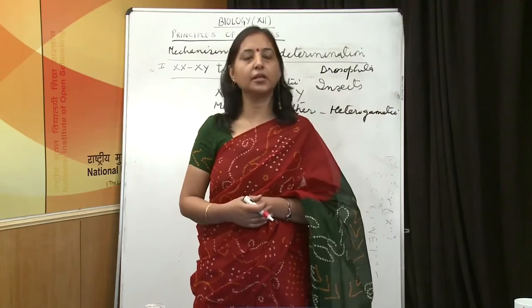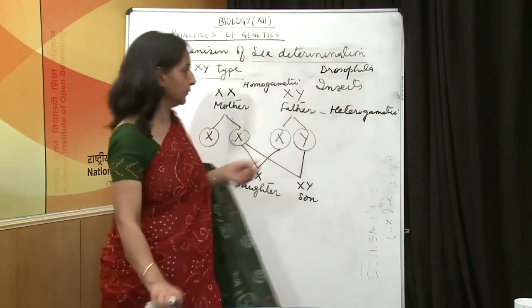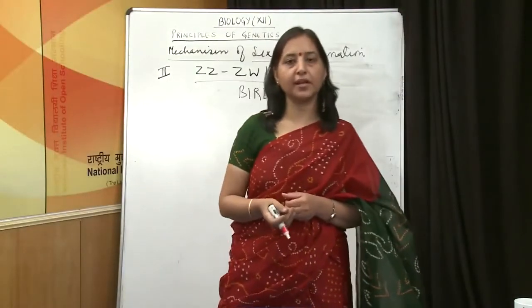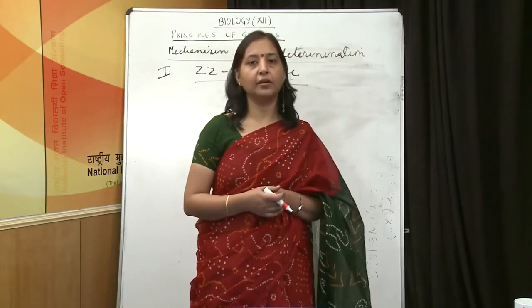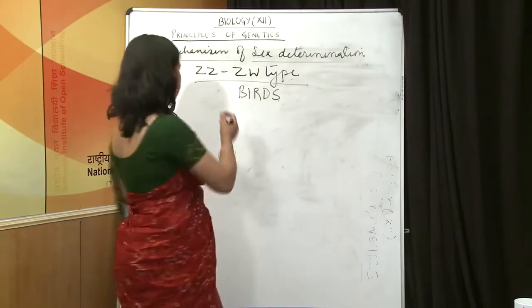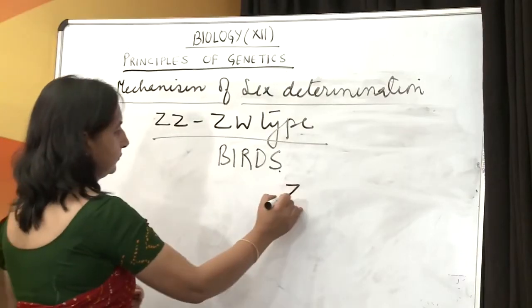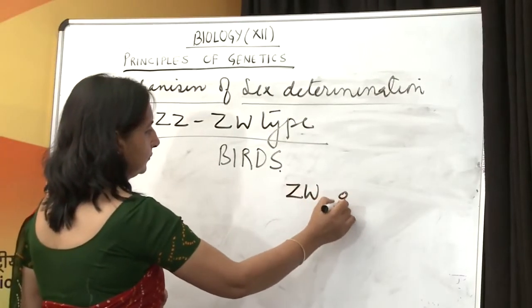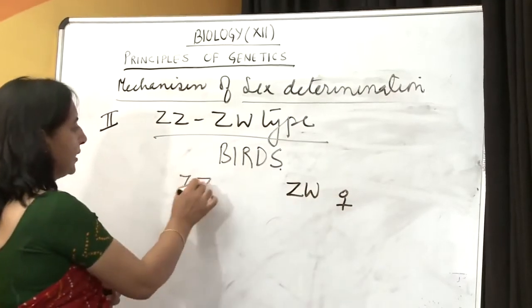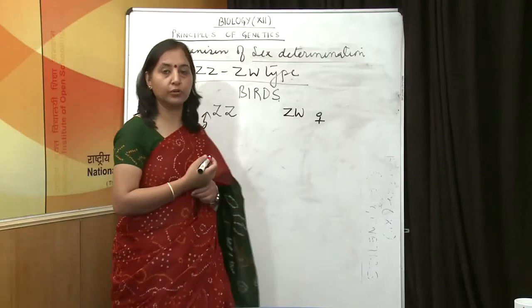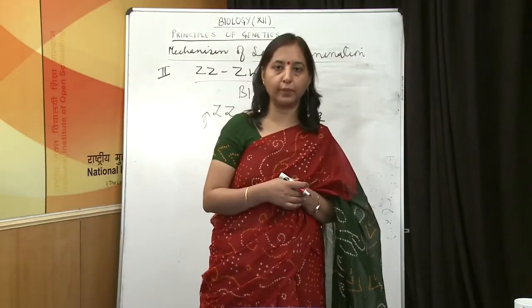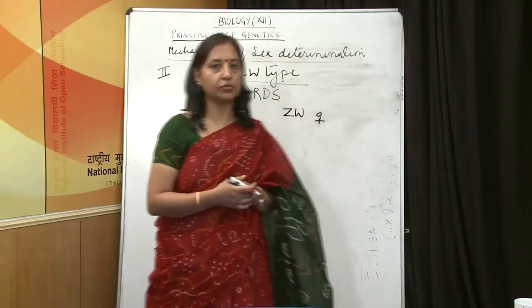In birds, it is quite different. Let's see. In case of birds, the mechanism of sex determination is quite different. Here, females are heterogametic, wherein males are homogametic. It is unlike human beings, where the females were homogametic and the males were heterogametic.